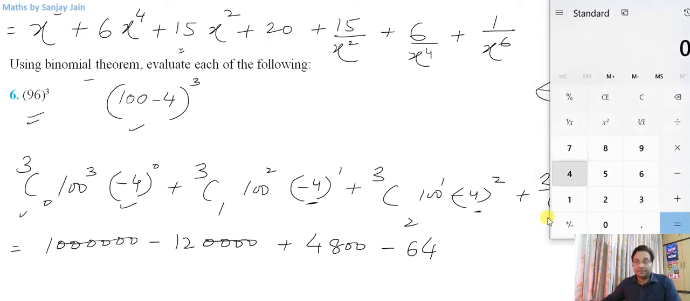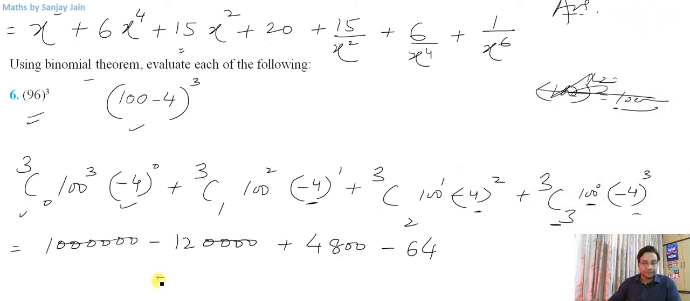Let me use this here. 1 followed with 6 zeros. Are these 6 zeros? 1, 2, 3, 4, 5, 6. Yes. Minus 12, 1, 2, 3, 4. Plus 4, 8, 0, 0. Right? Then minus 64 equals 884736. 884736. This will be your answer.